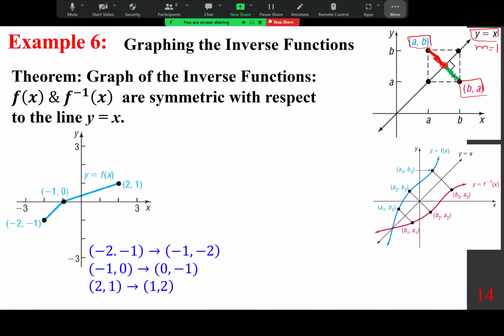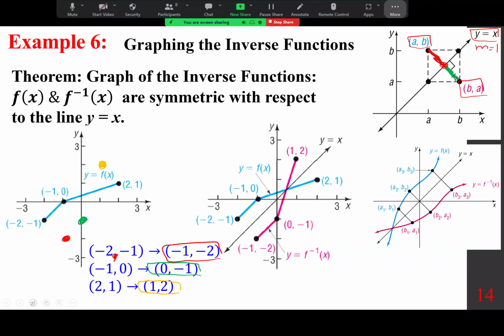For example, we have -1, -2, 0, -1, 1, 2, and we connect them, and it looks like that. This has 2 line segments. This has 2 line segments.